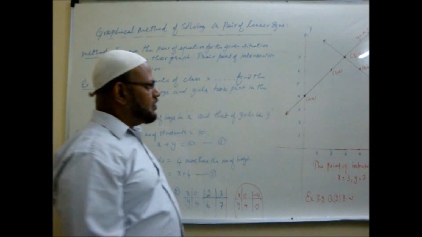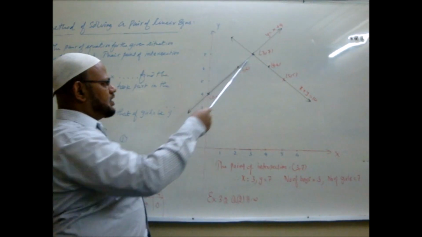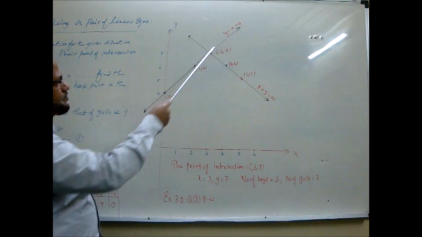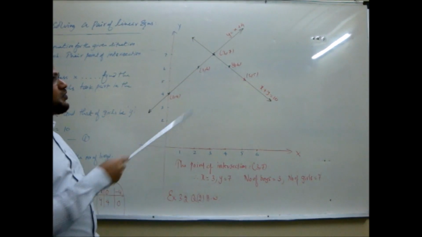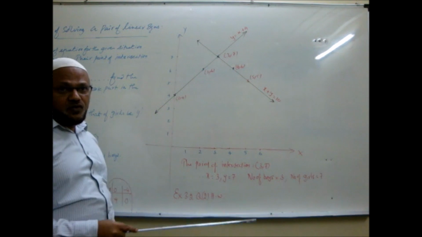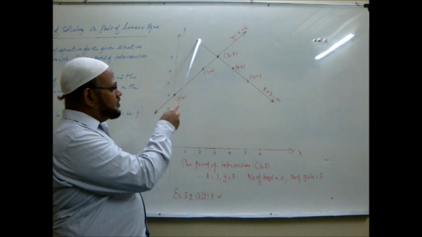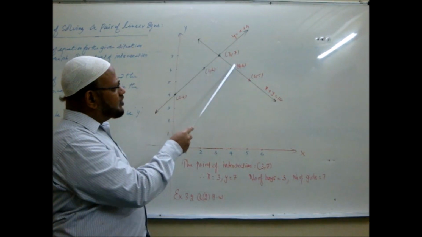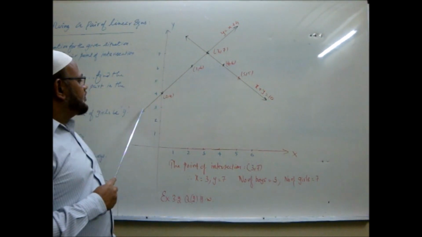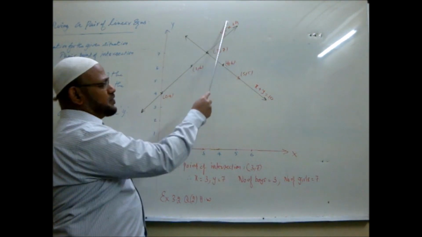So we have drawn the graph as we have done before. This is the first line, this is the second line. You will note that the 2 lines intersect at the point 3, 7. As we know, in 9th class we studied the linear equation: if you draw the line, every point on the line is a solution to this equation. Like that, every point on this line is a solution to this equation.